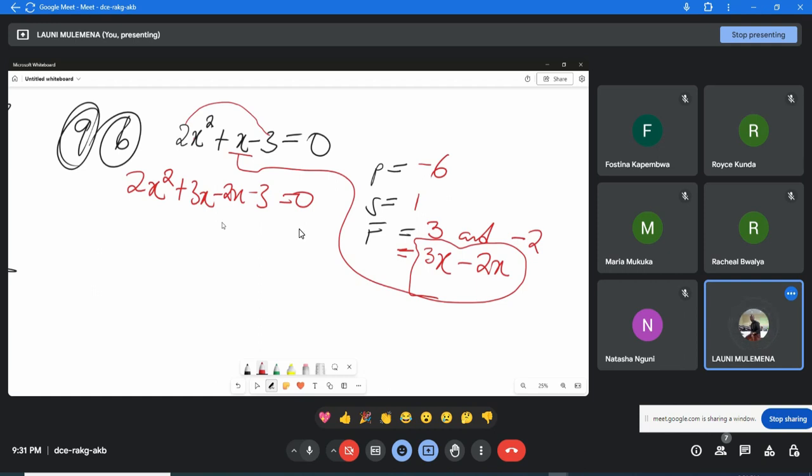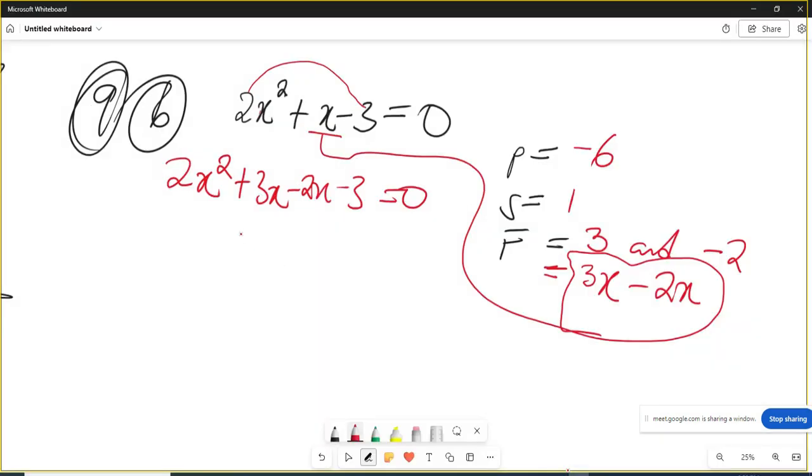Okay. If there is no one, then let's continue. At this stage, we need to factorize them. We shall group them two the way they are, and then we look for a common factor. So 2x squared plus 3x. The common factor there is x.